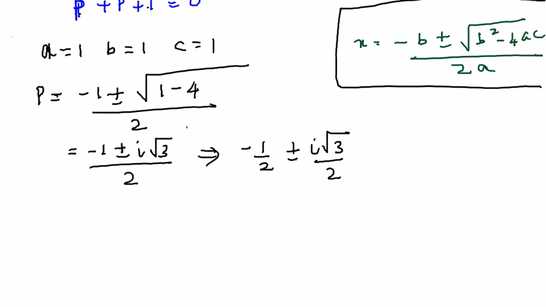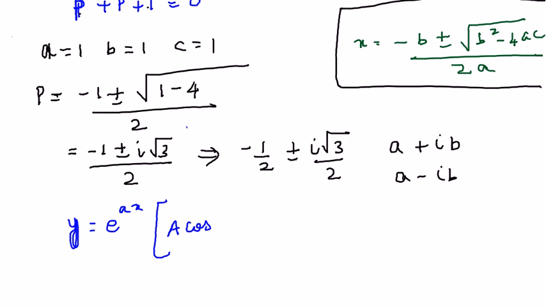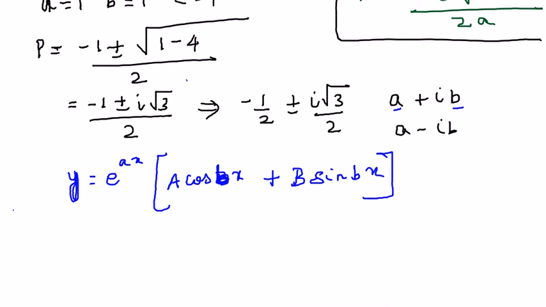So whenever we have roots of the form a plus ib and a minus ib, my solution would then be y is equal to e power ax into A cos bx plus B sin bx, where capital A and B are just the arbitrary constants and small a and b are the roots here.